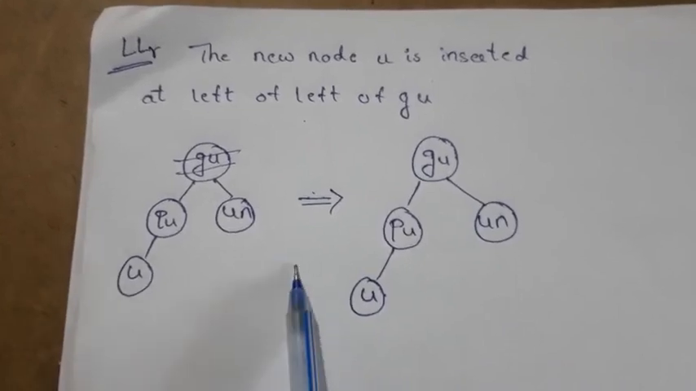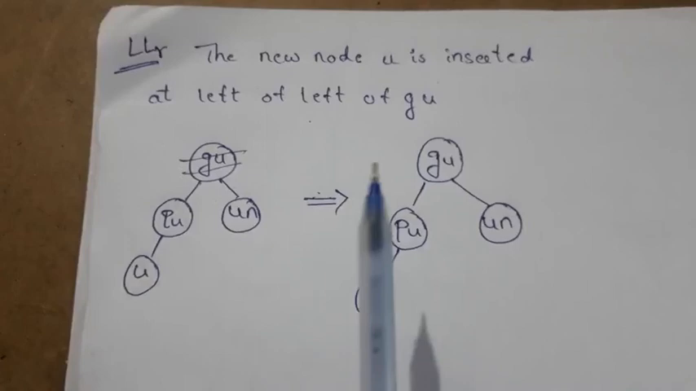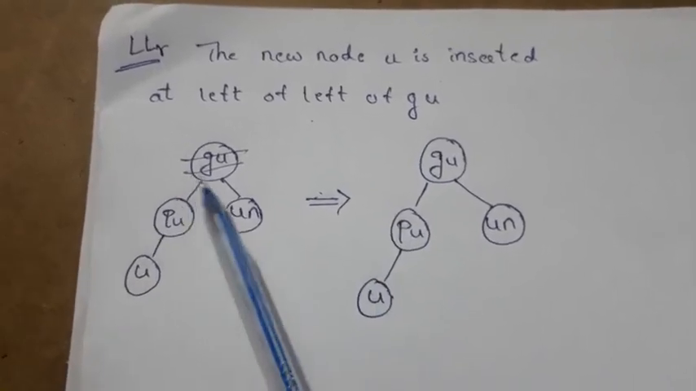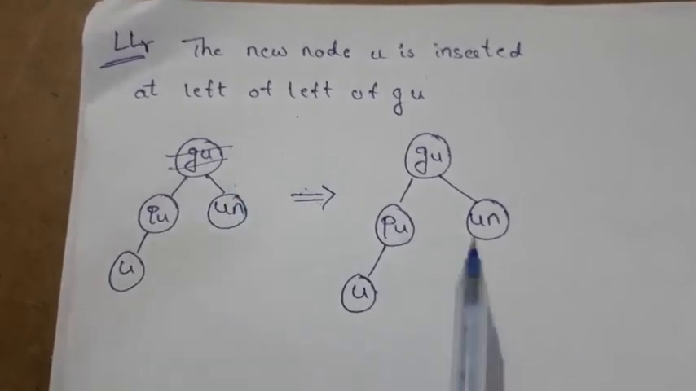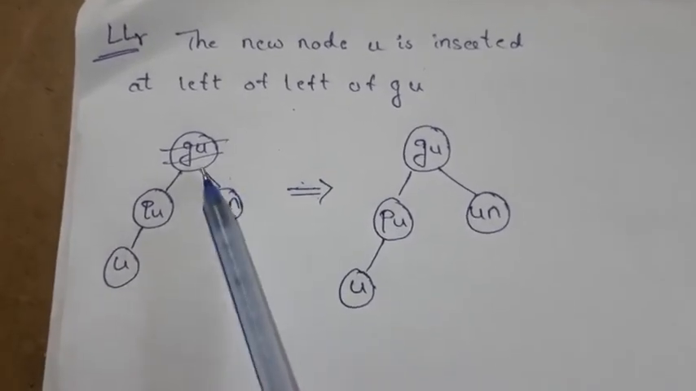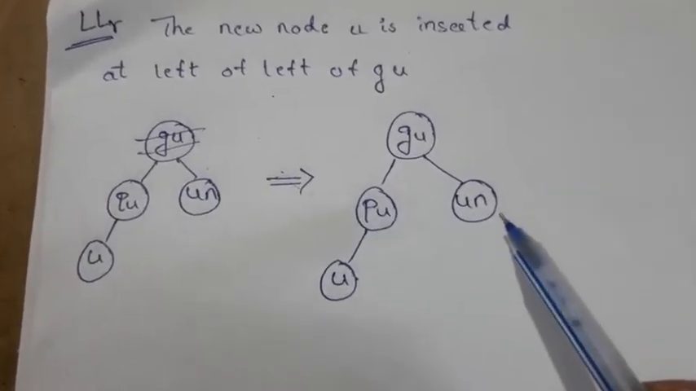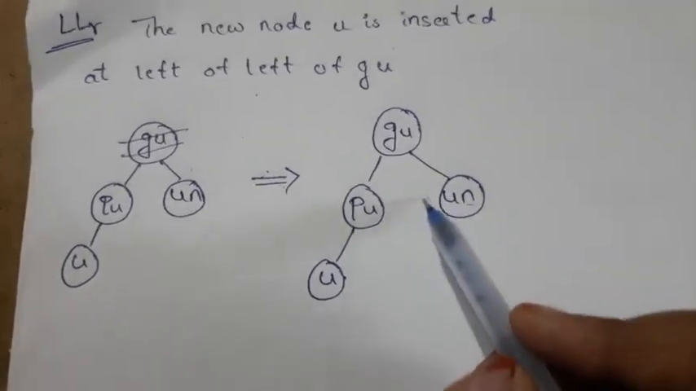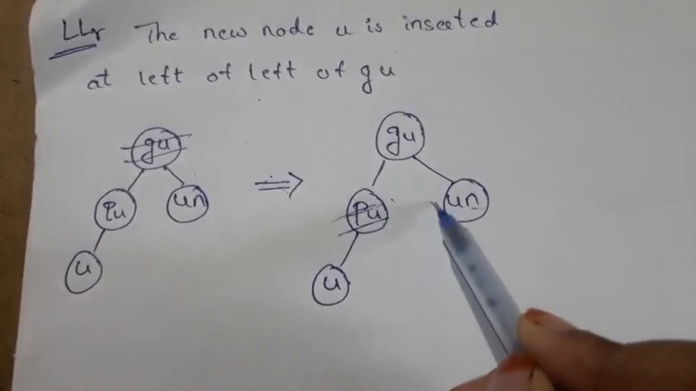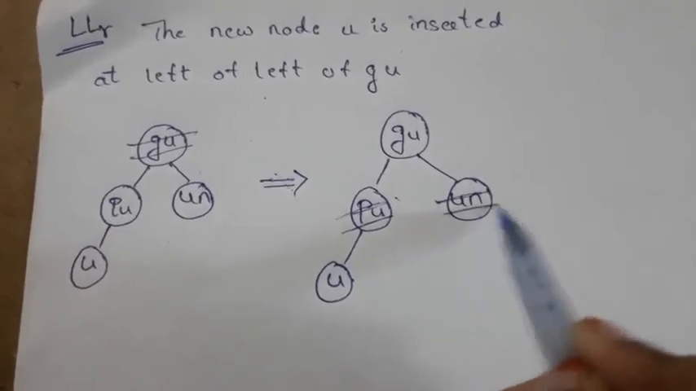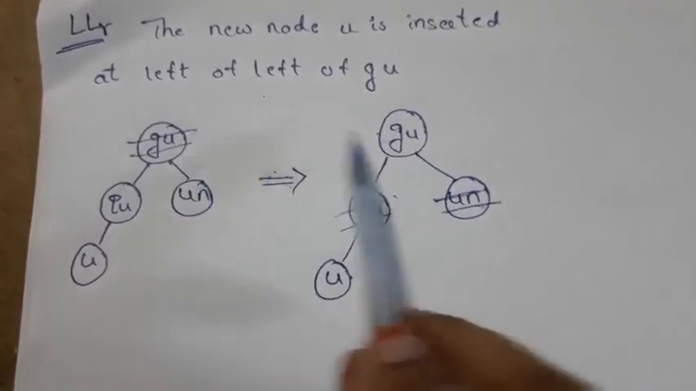If it is an XYB, we handle it using both rotation as well as recoloring. So here we have to recolor the nodes. We change GU to red color and PU and UN to black. So that is the condition. We have to change PU to black and UN to black and GU to red. So here G goes from black to red.